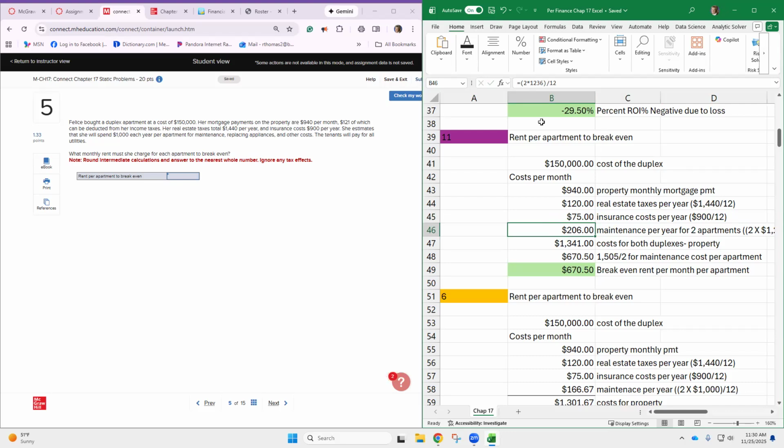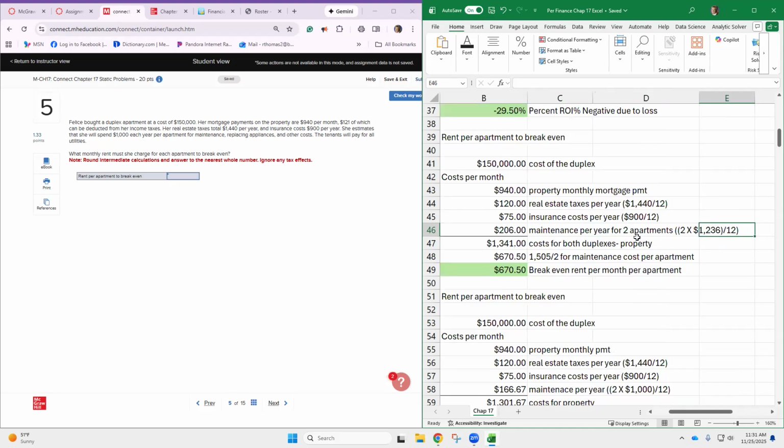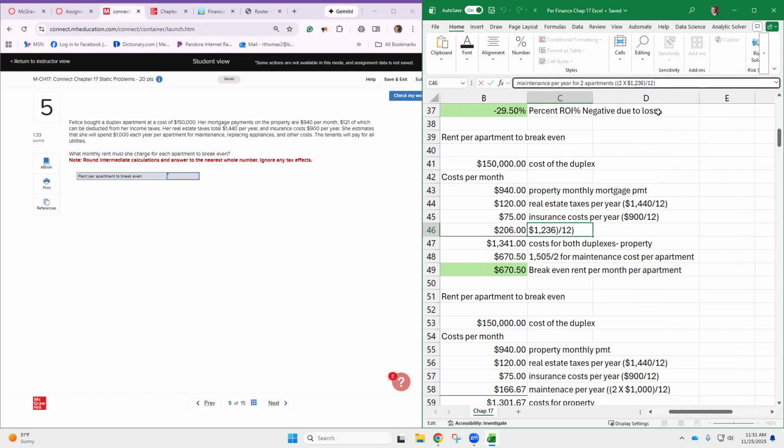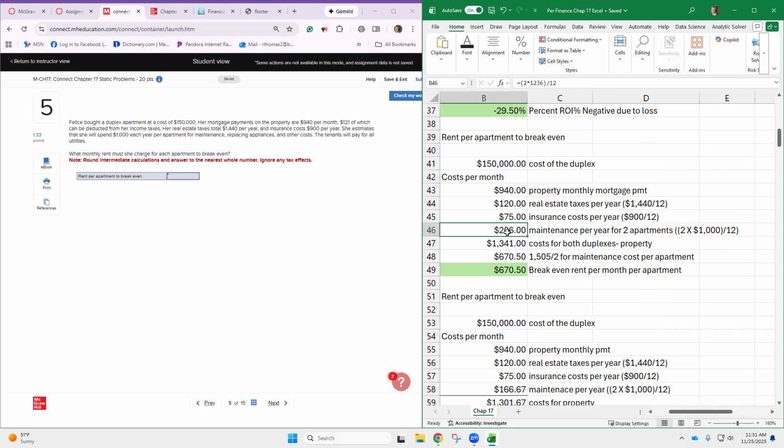Now here comes a maintenance that she plans to spend. She estimates that she will spend $1,000 each year per apartment. How many apartments? 2, right? Okay, so like I said, we have to go back and forth to try to understand what is going on here. So the maintenance per year for 2 apartments is going to be 2 times $1,000 divided by 12. Okay, so that can get a little confusing, right?